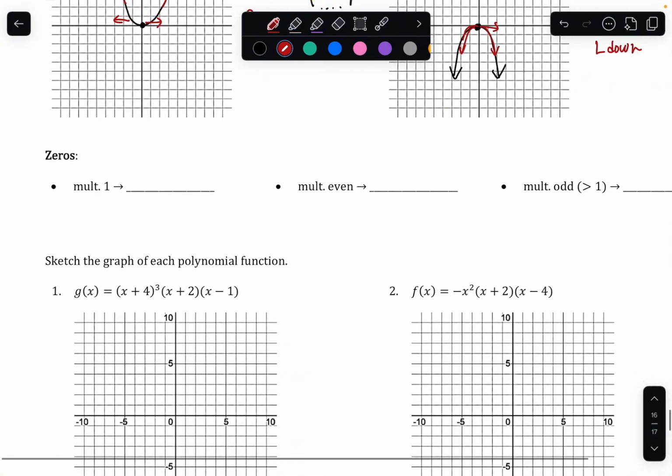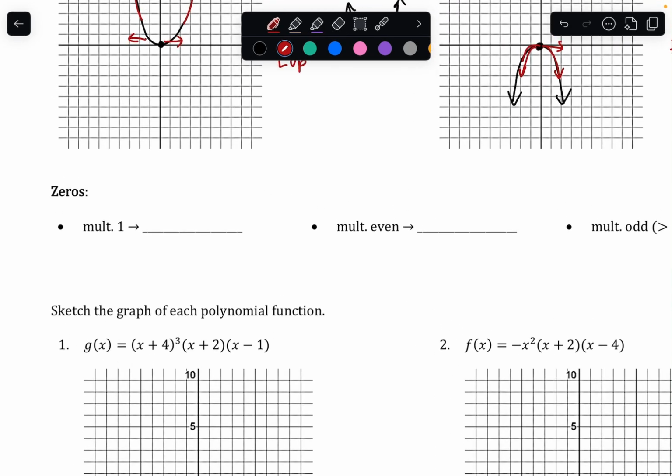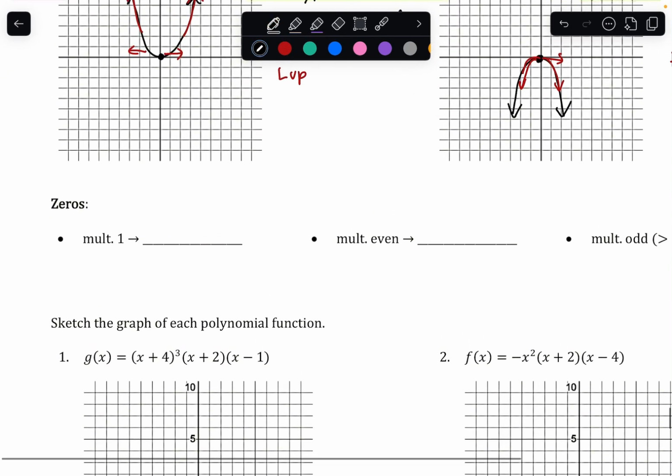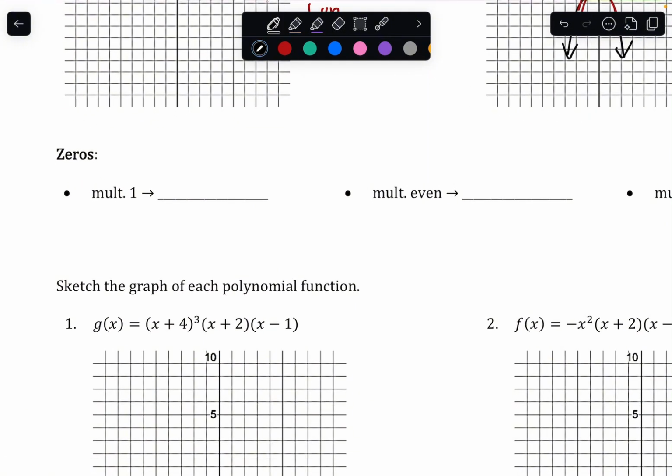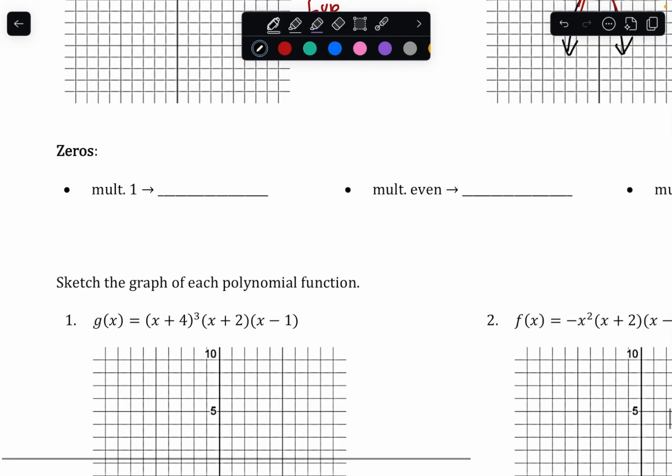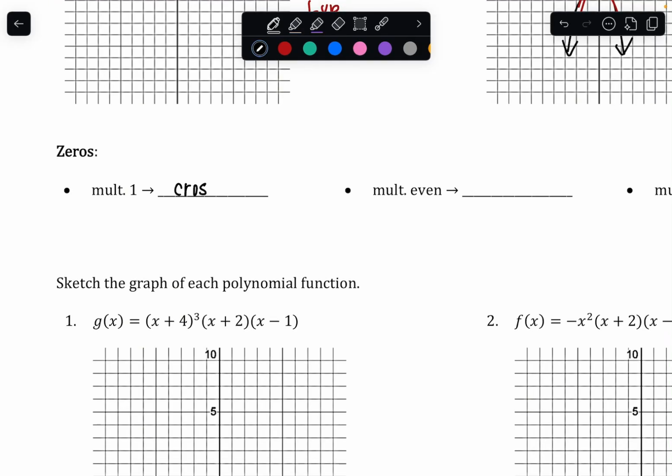Okay, well, before we do that, let's talk about the zeros. And so remember, higher degree polynomials have multiple zeros. For example, if you have a degree 4 polynomial, you're going to have 4 zeros. And so anytime you have a multiplicity of 1 for a specific zero, you're going to cross that zero. So if this is your x-axis, here's your zero, your polynomial is just going to cross right through it, kind of like a line.